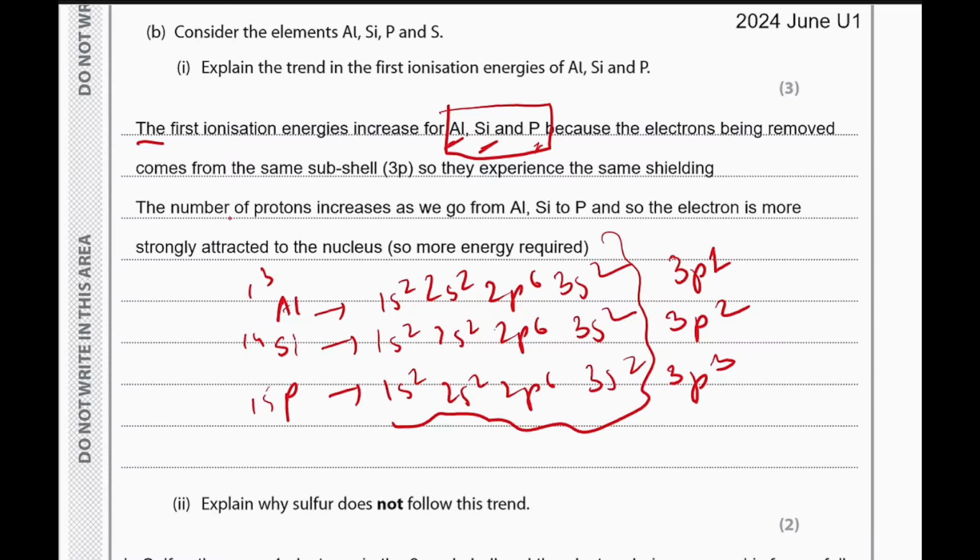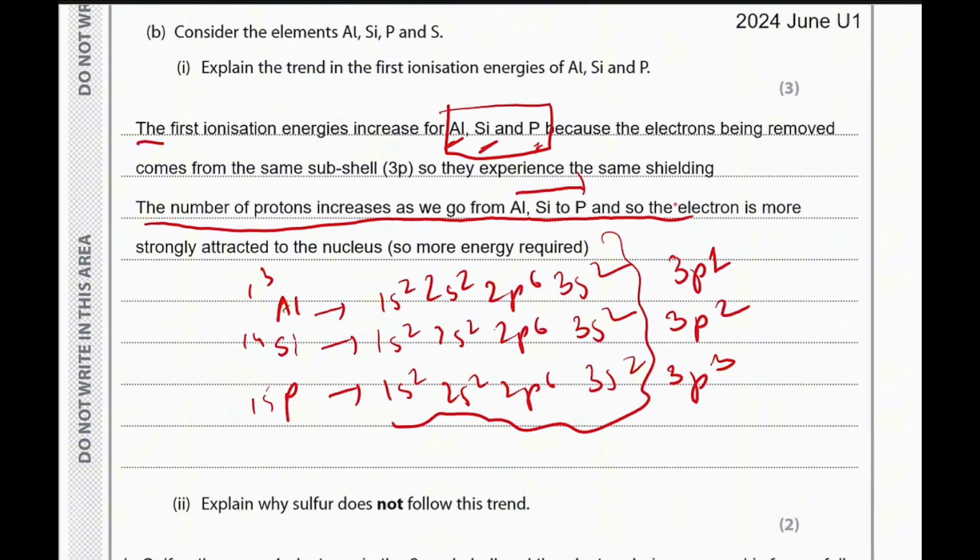And another thing is that you have to say that the number of protons increases as we go from aluminium and silicon to phosphorus. And we know that period-wise, if you go from left to right, the number of protons or the atomic number increases. So due to the increasing atomic number, the nuclear charge is increasing. Phosphorus has the highest nuclear charge compared to aluminium and silicon.